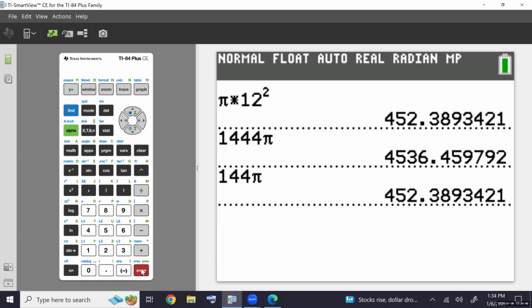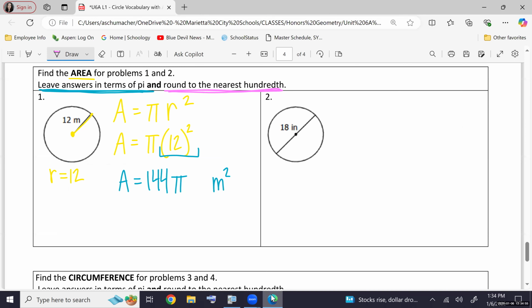There we go. You can see that 452.39. So our rounded area, 0.39, we still want our units, meters squared.